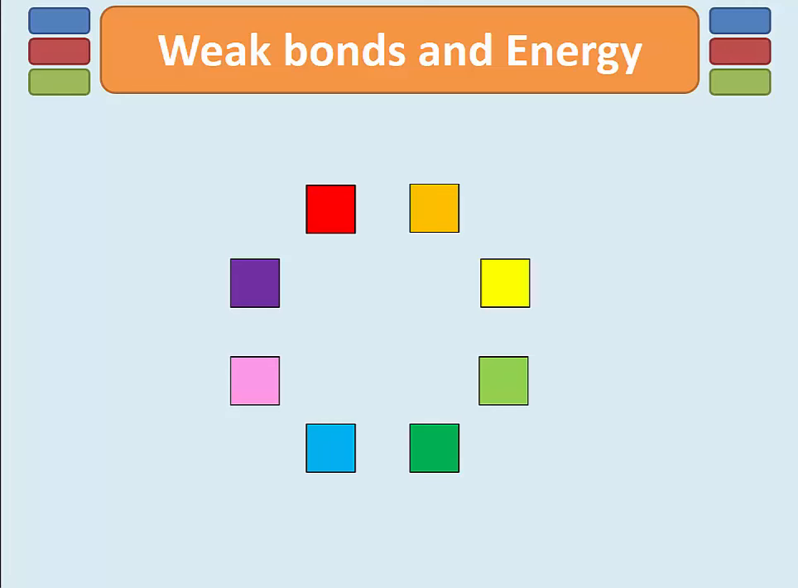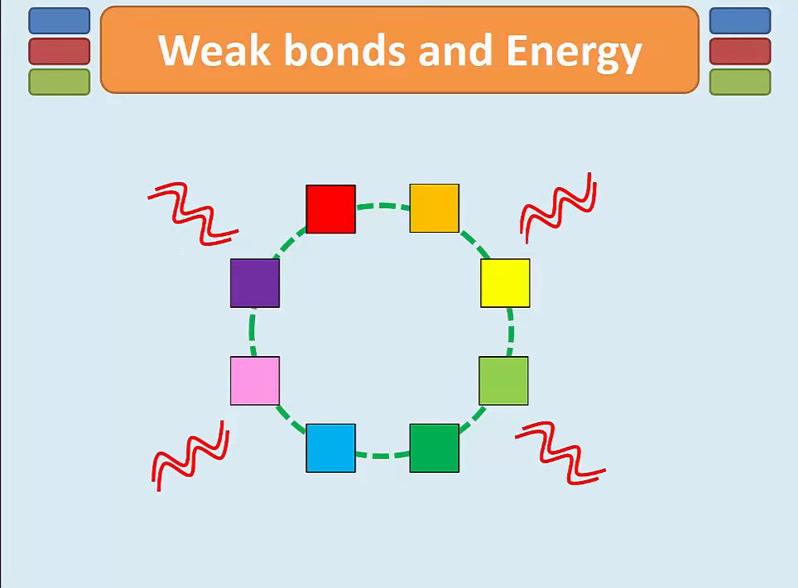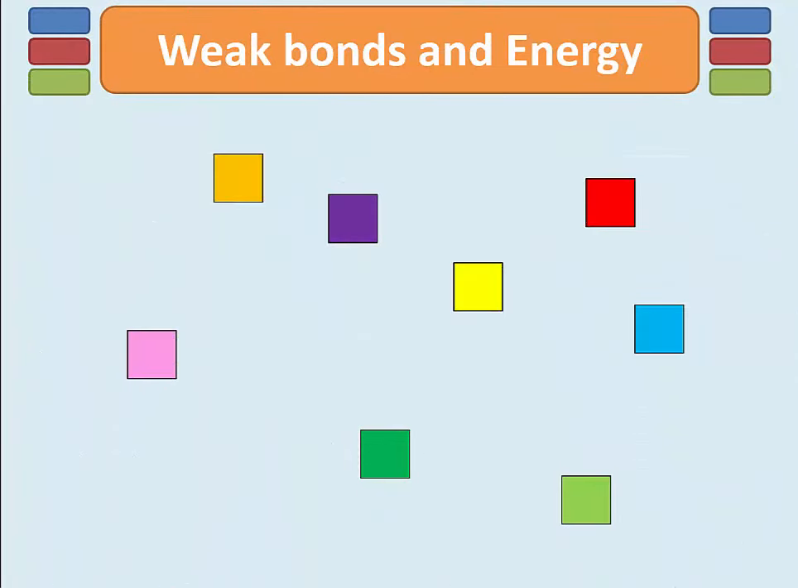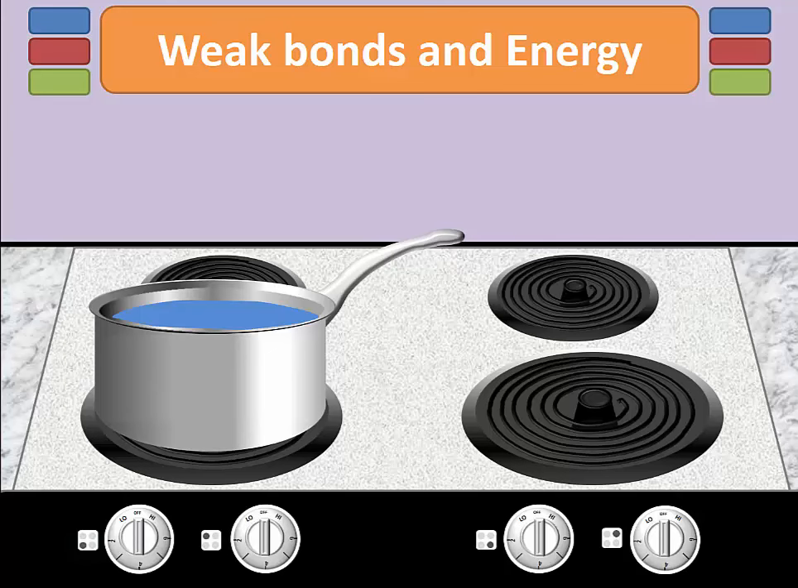A good general rule to remember is that the formation of weak bonds releases energy into a system by making the molecules in the system more stable. Breaking weak bonds generally requires an input of energy. Usually, this energy comes in the form of heat.